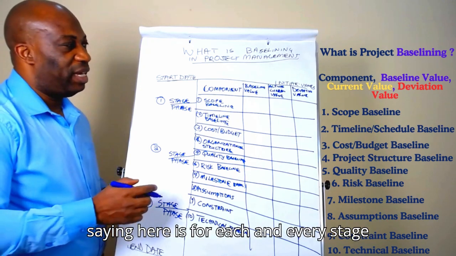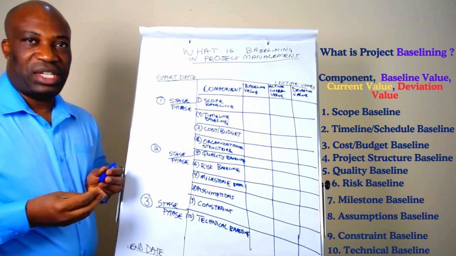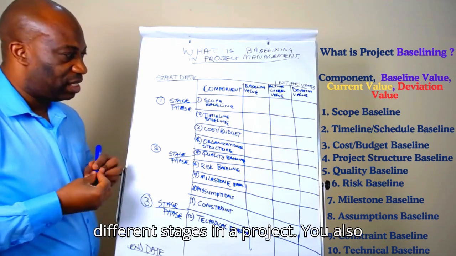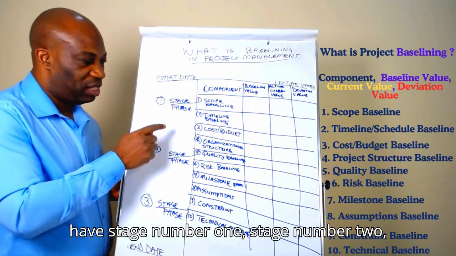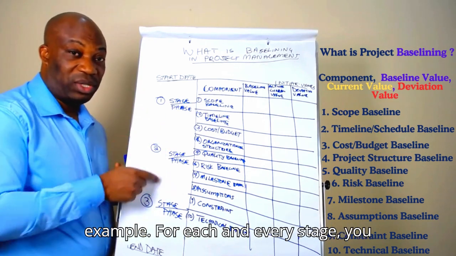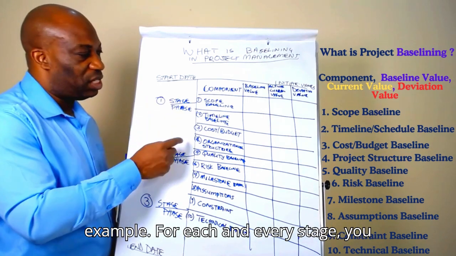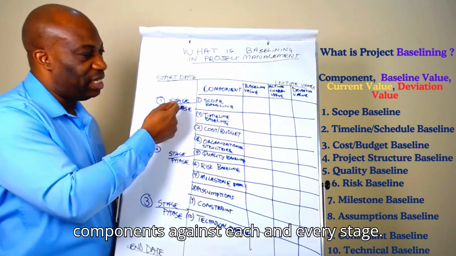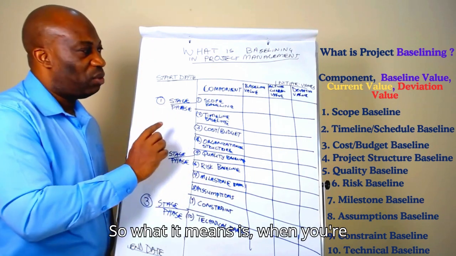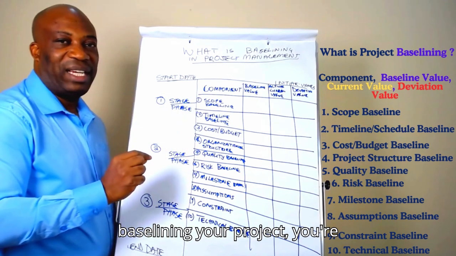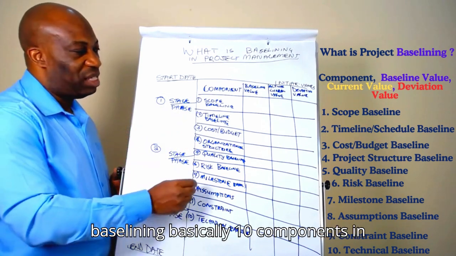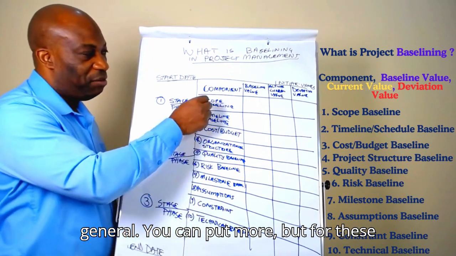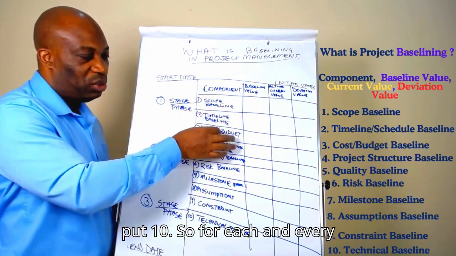What we are saying here is for each and every stage in a project baselining process, you have different stages in a project. You also have stage number 1, stage number 2, stage number 3, according to this example. For each and every stage, you should be able to validate these components against each and every stage. So what it means is, when you're baselining your project, you're baselining basically 10 components in general. You can put more, but for these purposes of learning here, I'm going to put 10.